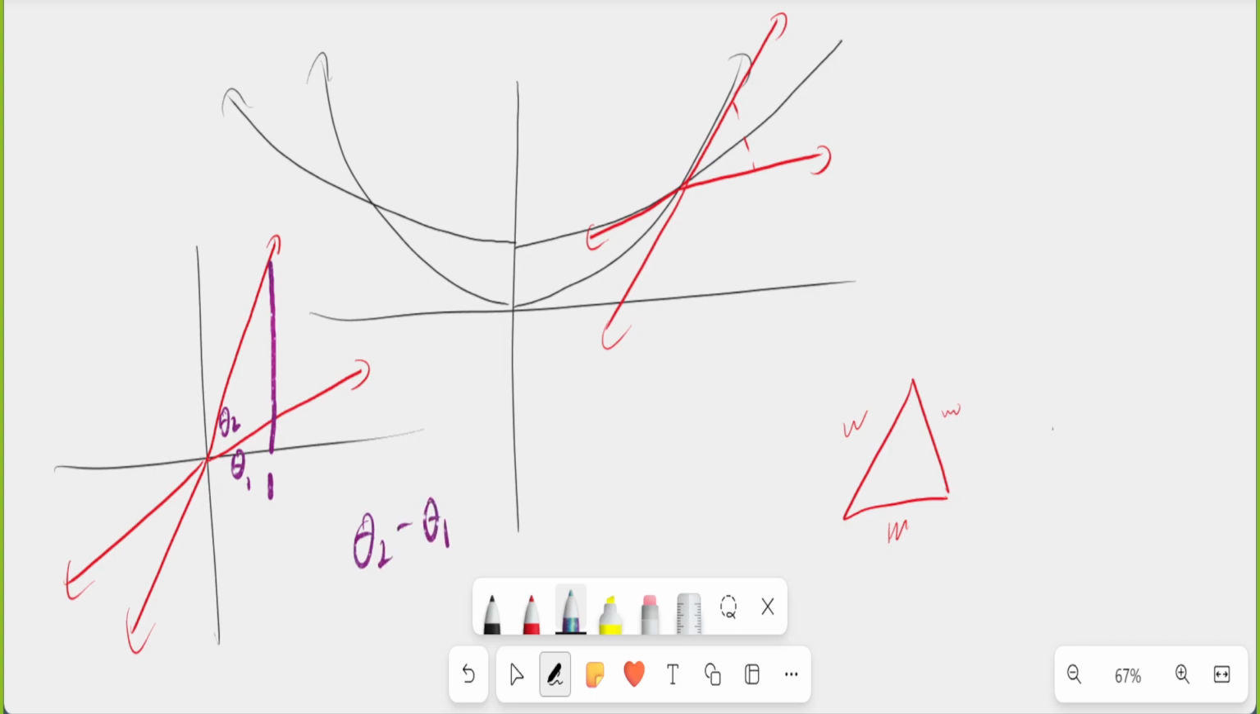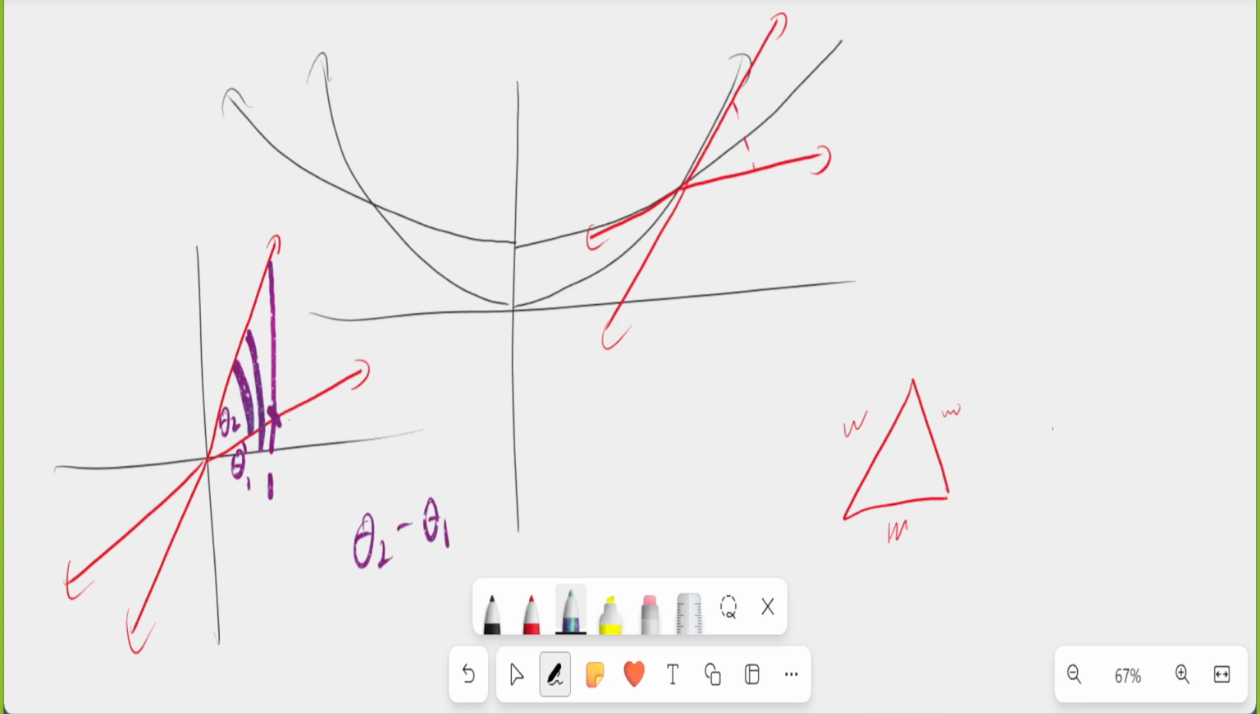Because you get the y value over here. Wait, theta 2 minus theta 1 will give you what? It'll give you this angle over here. Wait, theta 2 is all of that then? Yes, theta 2 is this, and then theta 1 is the tiny one. Got it.